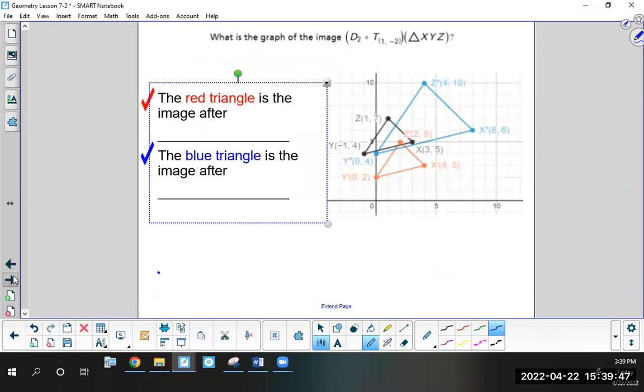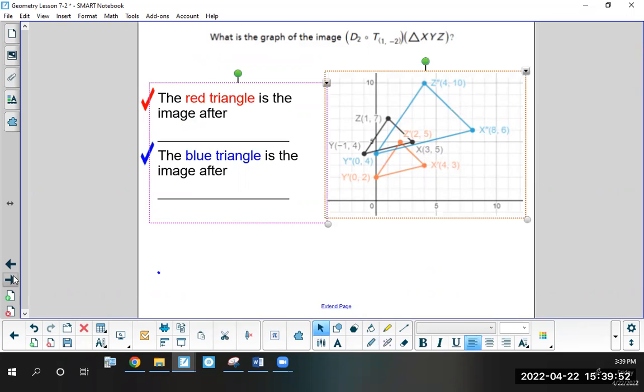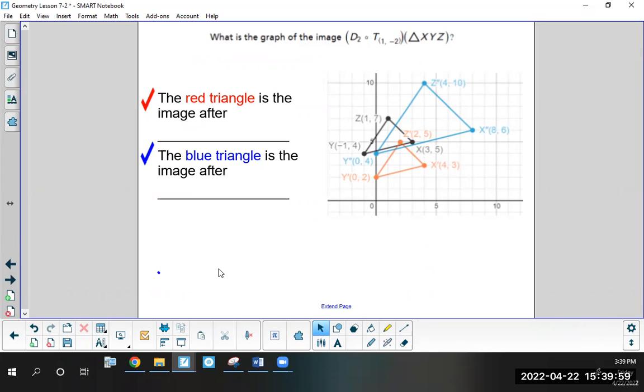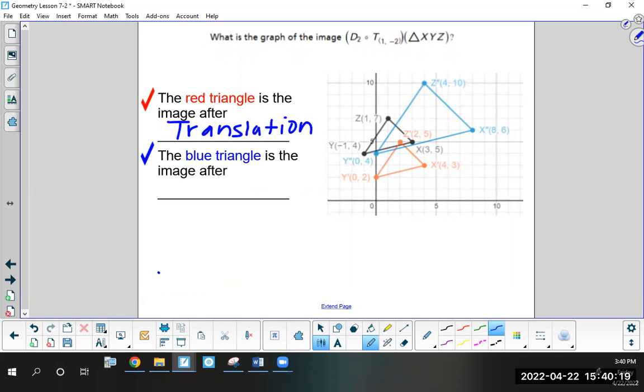All right, let's go ahead and get that box out of the way, make it a little bit easier for us to see. Let's try one more thing. So this time it's the same image, just blown up. The red triangle was the one after we did what kind of transformation? The red one was our translation. The blue triangle was what we did after our dilation.